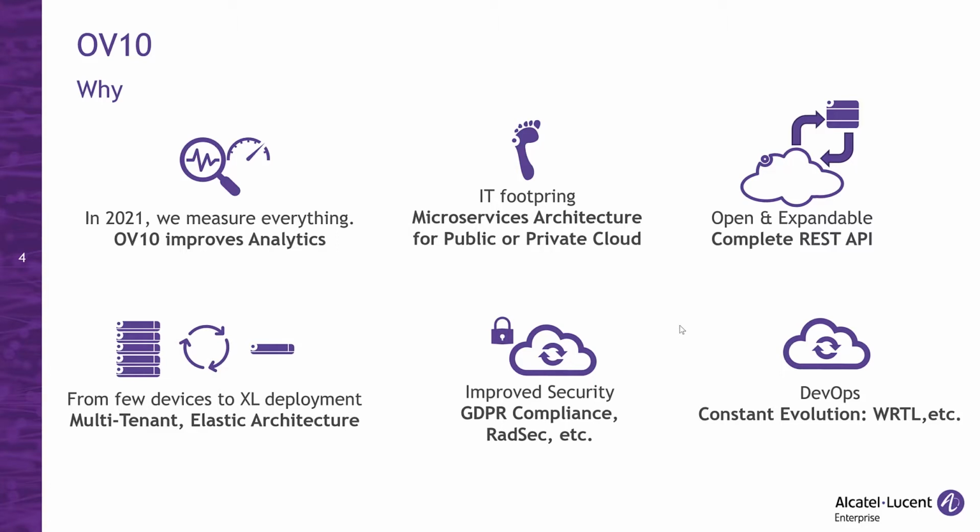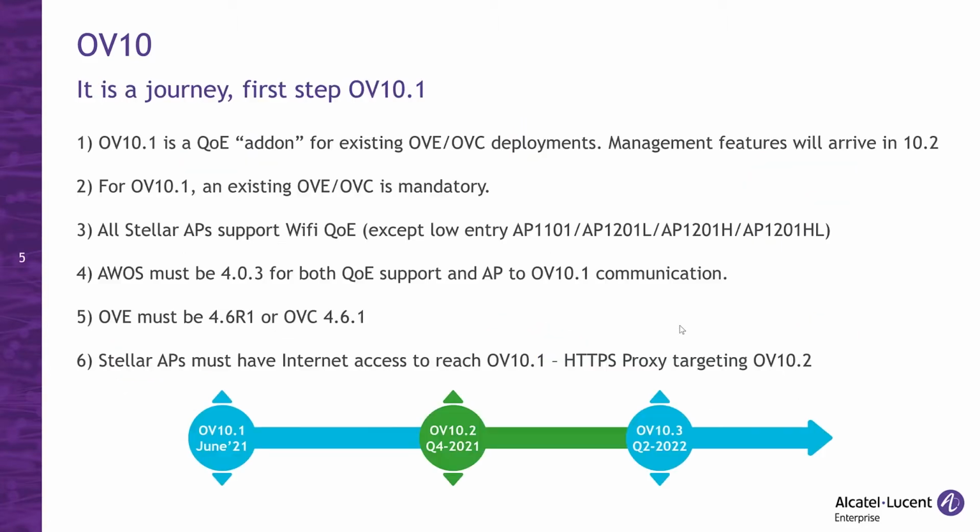Last, DevOps culture is now in. So we are ready to increase the system and to expand the system when we detect new features. For instance, we are just now considering wireless real-time location services for release 10.2 or 10.3. As mentioned, OV10 is a journey, and the first step is OV10.1.